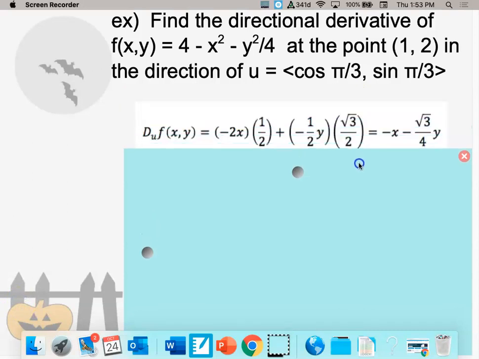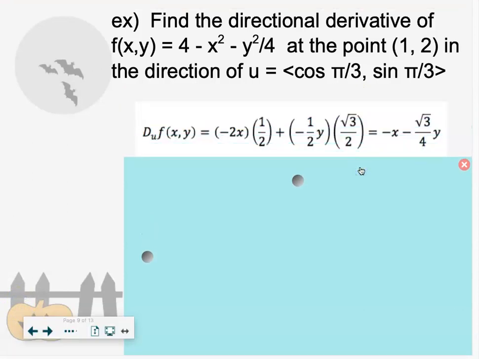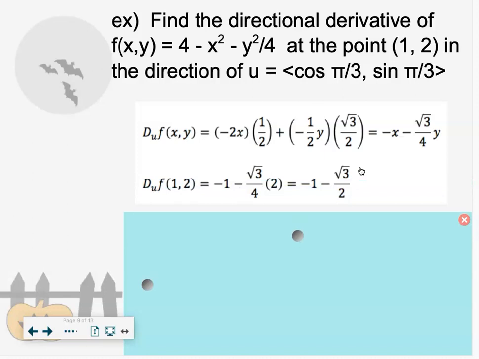All right, so if you find your partials, partial x is negative 2x, partial y is negative 1/2 y. I went ahead and simplified cosine of pi thirds, which is 1/2, and sine of pi thirds, which is √3/2. And so this was my generic directional derivative. It gives you the derivative in that direction at any point. So then I plug in the (1, 2), and I got -1 minus √3/2. Wait a minute.